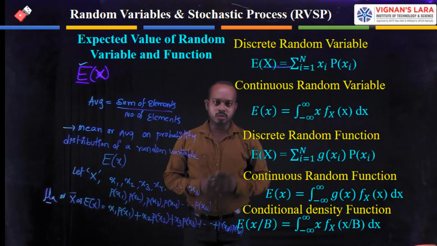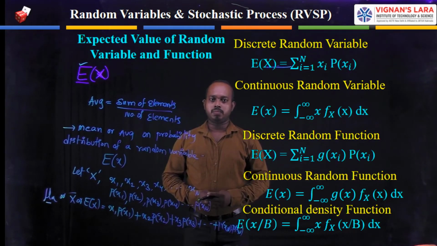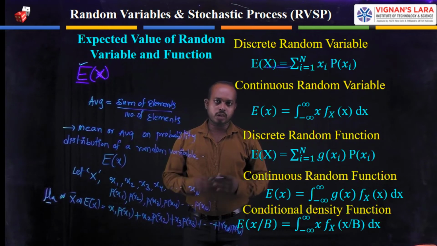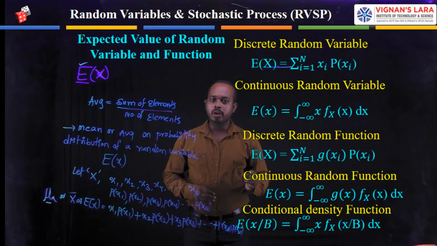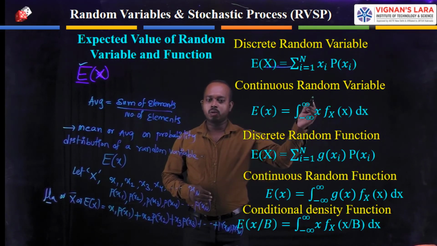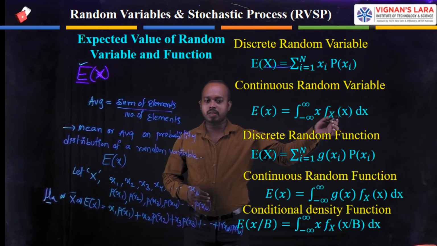In case of a continuous random variable, we consider the density function. In this density function, we represent the expectation as the integral from minus infinity to plus infinity of x into fx of x into dx. Here fx of x represents the density function of the random variable. You just multiply with the element. That element is multiplied with the density function.